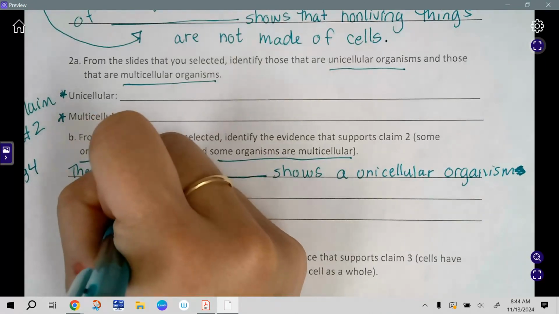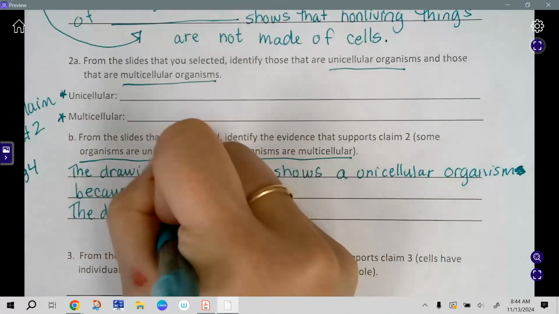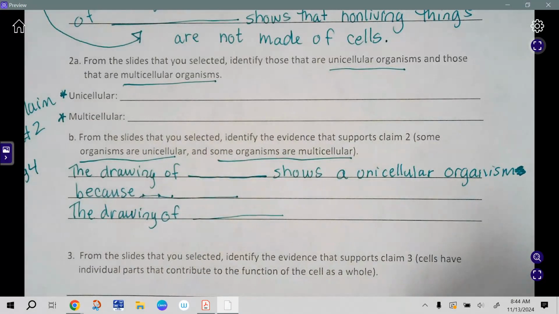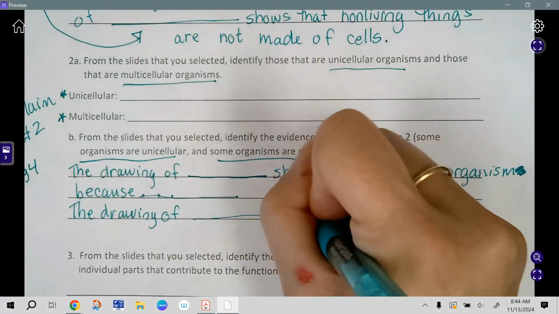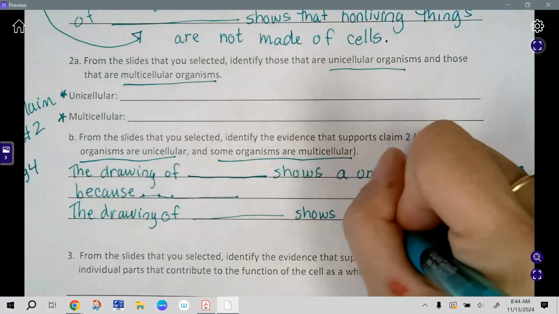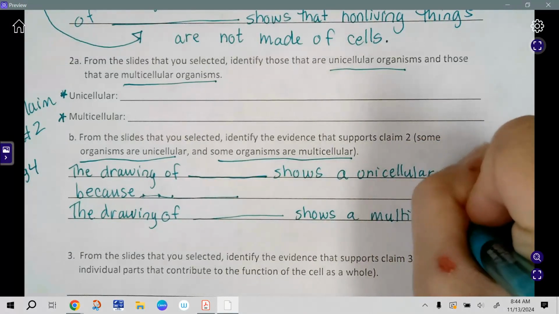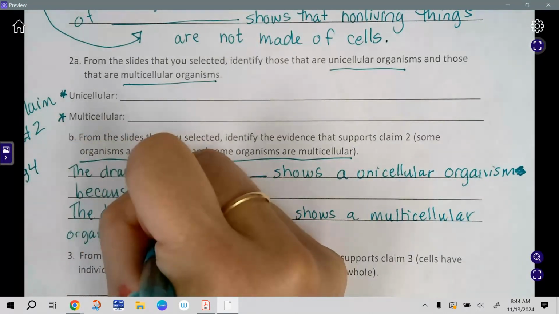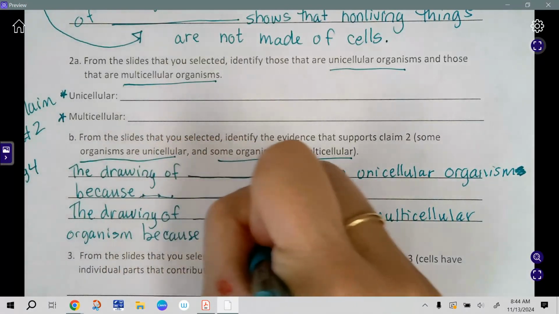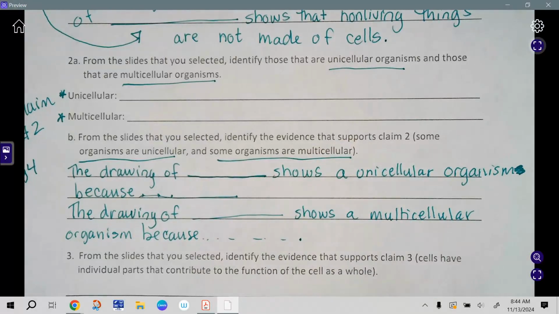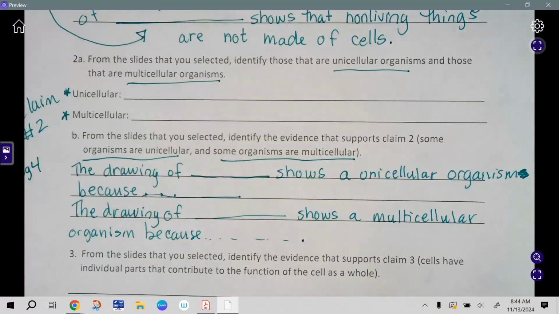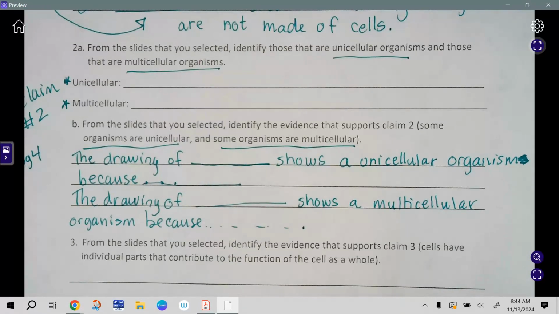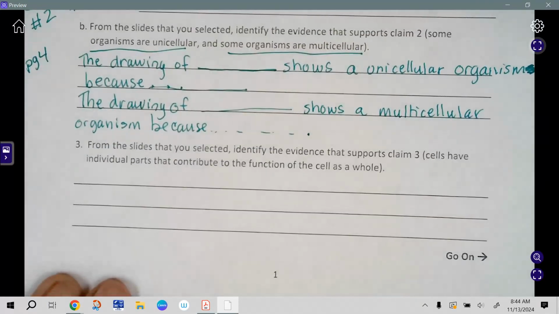The drawing, this is for your other one, the drawing of, and then tell me your multicellular organism, shows a multicellular organism because, and tell me why. What are you seeing that shows it is a multicellular organism, one organism made of many cells? All right, so that finishes claim 2. Let's move on to claim 3.